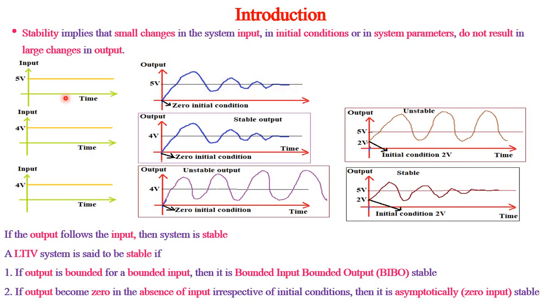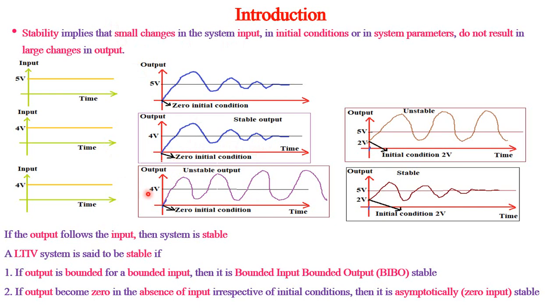Now I am changing the magnitude of the input, a small change, 1 volt change I have made in the input. Suppose I get the output in the same way as the first one, but settling down at 4 volt, because the input is 4 volt, therefore output tracks the input. Again the initial conditions are 0. That means small changes that I have made in the input have not affected the output to a greater extent.